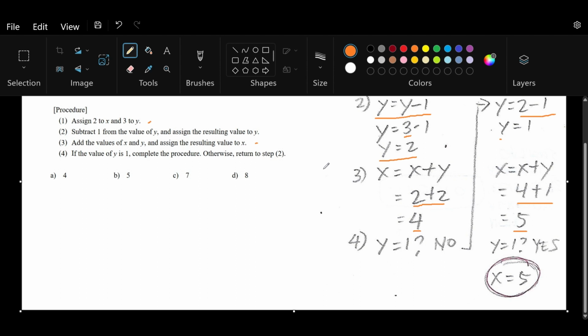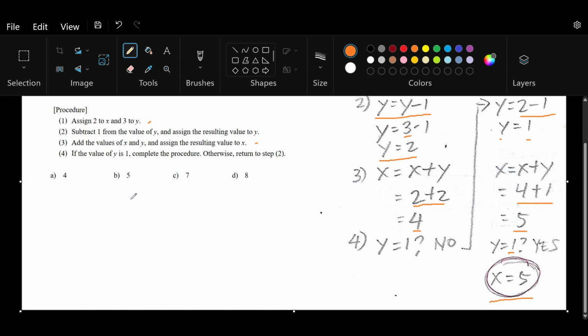Now we go to the fourth step, which is asking us if the value of y is 1, that means that we've completed the procedure. And we know that the value of y is already 1. And so we got here x is equal to 5 because that is the resulting value of x once we've done the procedure.